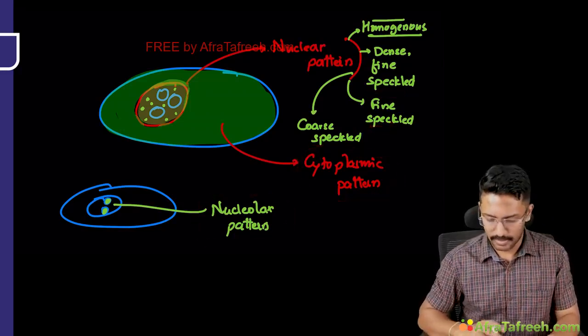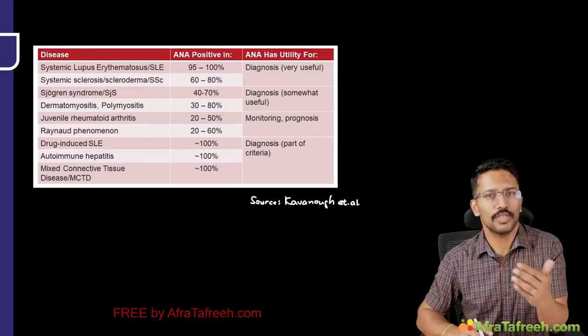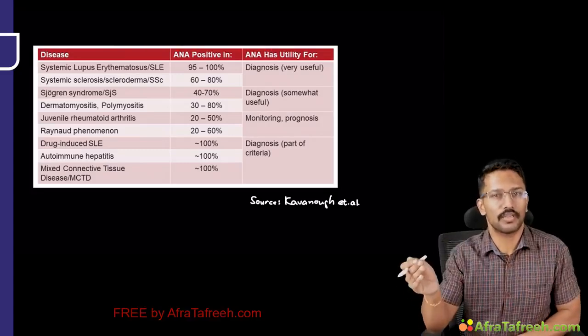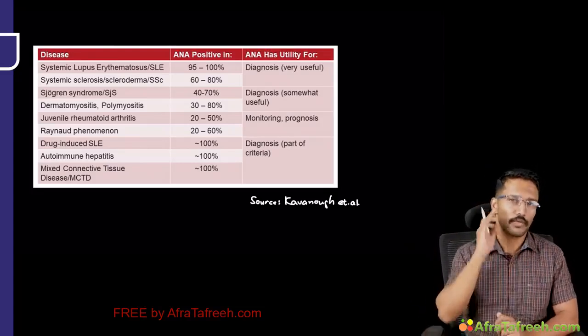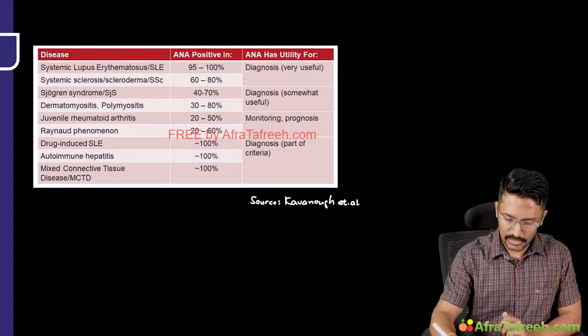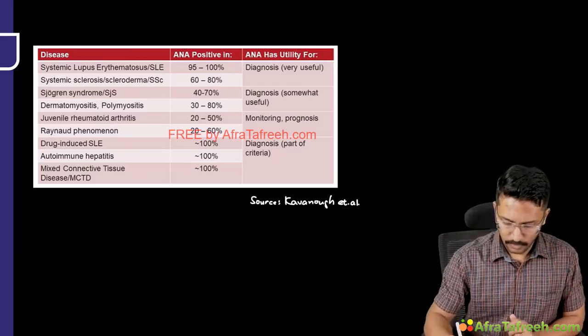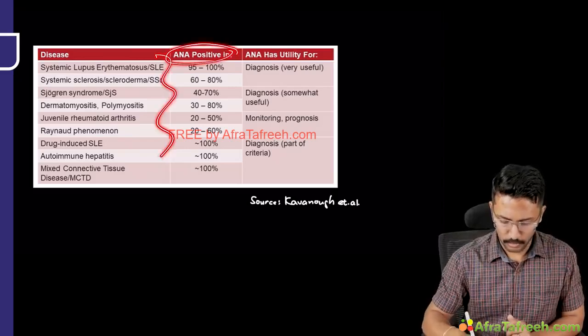So if we have some idea about the pattern, we will go through these individual patterns and what antibodies are seen if that kind of ANA pattern is seen on the immunofluorescence. But before that, this table is important. This table only talks about the prevalence of ANA positivity in various rheumatological disorders.